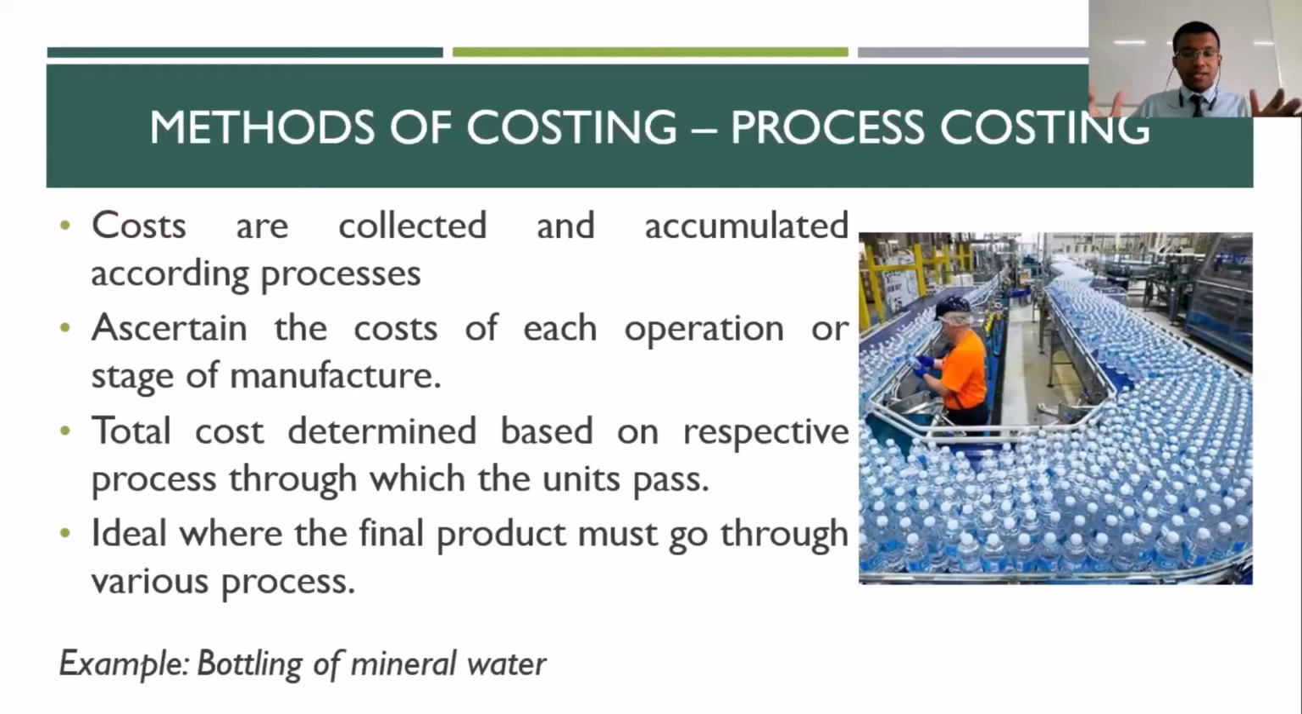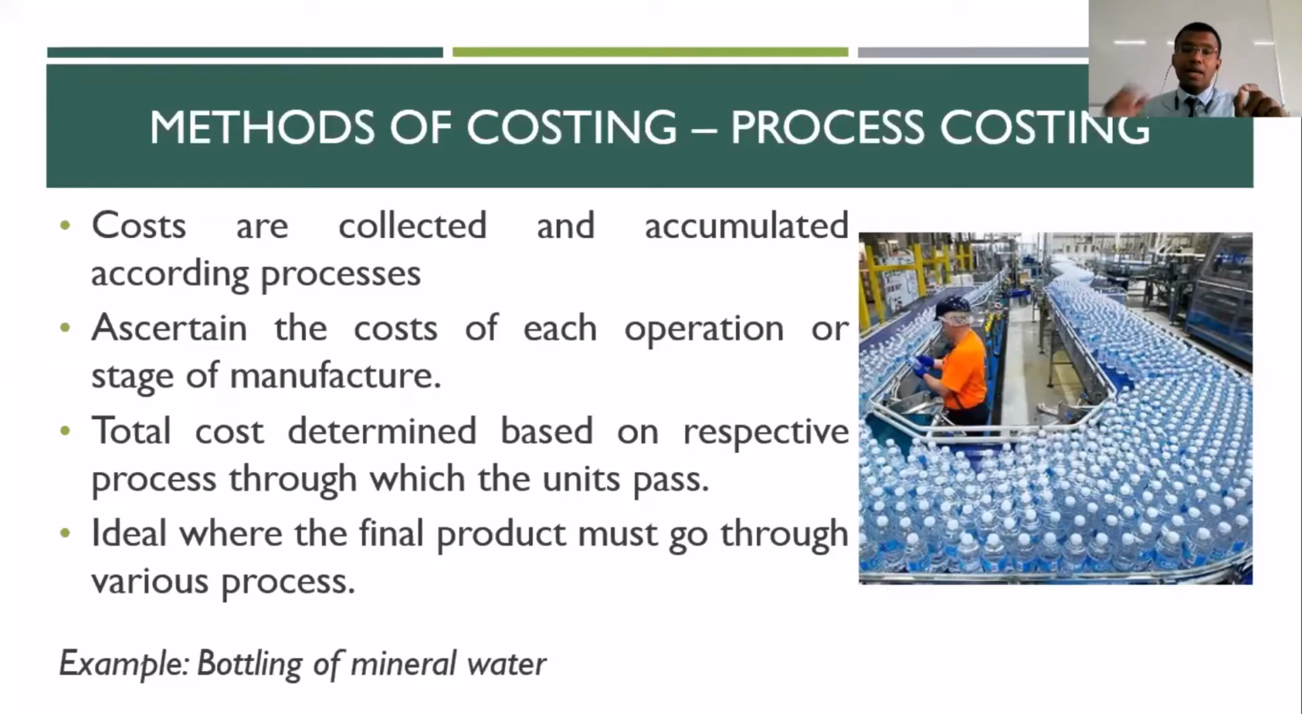So here, what is happening is you are producing a group of products, and then you're only analyzing what is the cost associated with a specific activity, with a specific stage. That is what is called process costing.